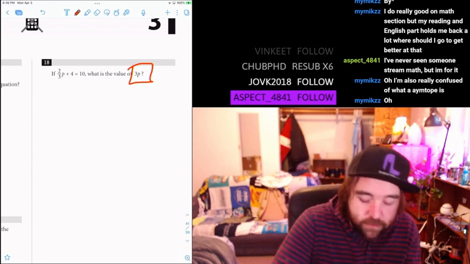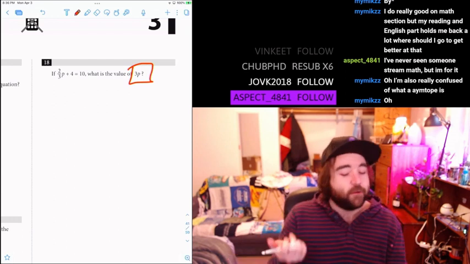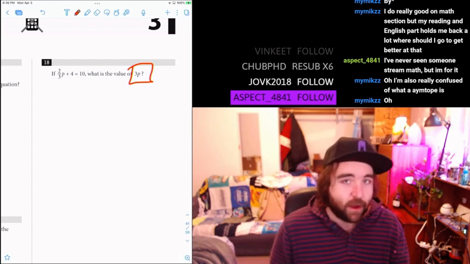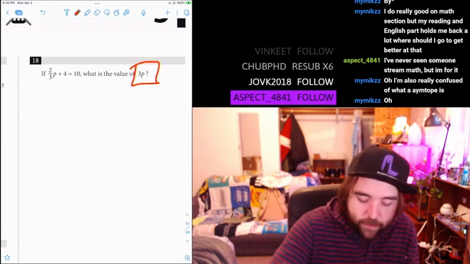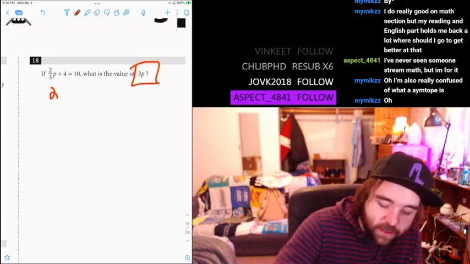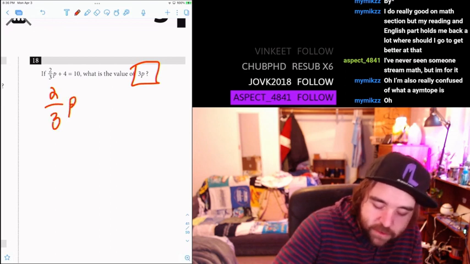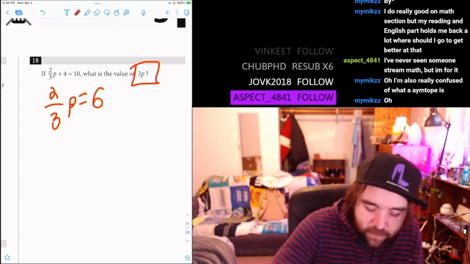So what we're going to do is find p, and then we have to remember that's not what the problem is asking for. That's why I always say, before you actually circle an answer in a problem, you've got to make sure you actually answer the question. So we're just going to do it the old-fashioned way. We're just going to subtract 4. We're going to multiply by 3. We're going to divide by 2.